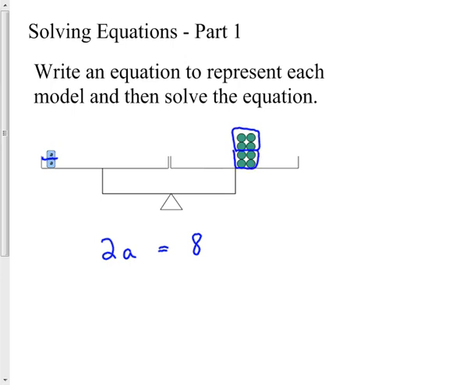Now symbolically, I would show it this way. Since it's 2 times a, the opposite of multiplying is dividing by 2. So the opposite of multiplying by 2 is dividing by 2. So I divide both sides by 2. 2a divided by 2 is just 1a or a, and 8 divided by 2 is 4. Okay, let's take a look at a second one.